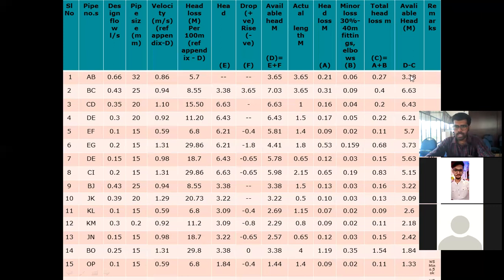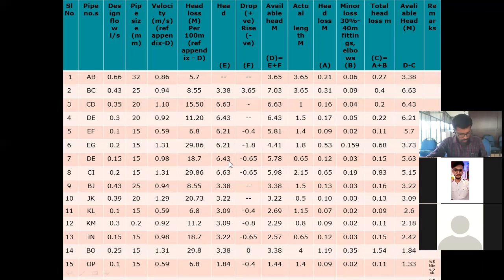So that's what I said. This 3.38 will come here. 6.63 will come here. 6.43 will come here. 6.21 will come here. 5.7 won't come here. 6.21 only will be coming again because it is the same point, EF and EG. Now again it will be coming back to the old term. Now you can see here for DE the head is 6.43. DE is 6.43.